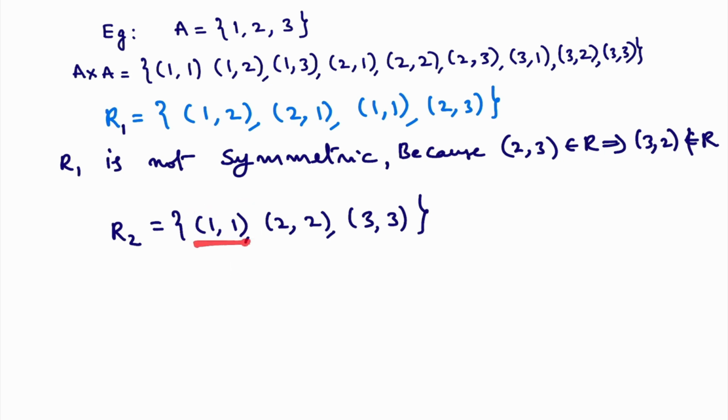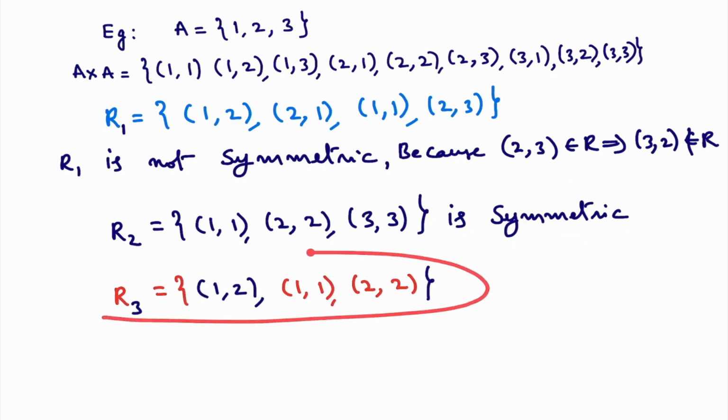So come to this ordered pair. Does it pass the symmetric test? Yes. Come to this 2 comma 2. The reverse order of 2 comma 2 is there in this relation. This type of element always passes the symmetric test. No need to check. Yes, this passes the symmetric test. You observe here 3 comma 3. Yes, this type of element always passes the symmetric test. For 3 comma 3, the reverse order is also 3 comma 3, and 3 comma 3 is there in this relation. So this relation is a symmetric relation.